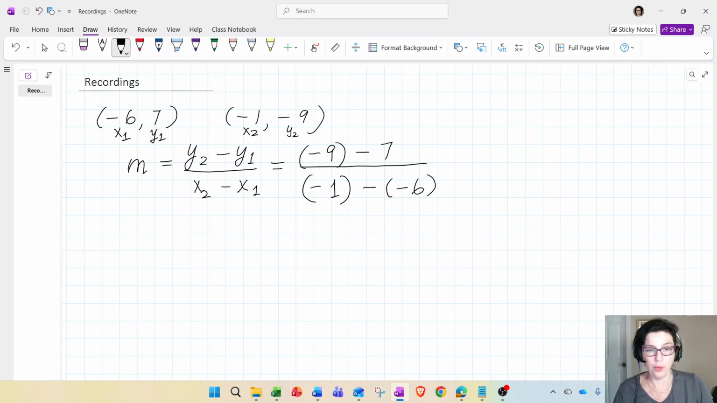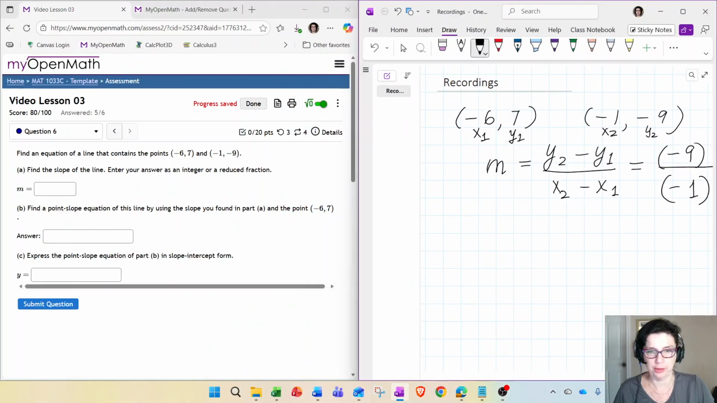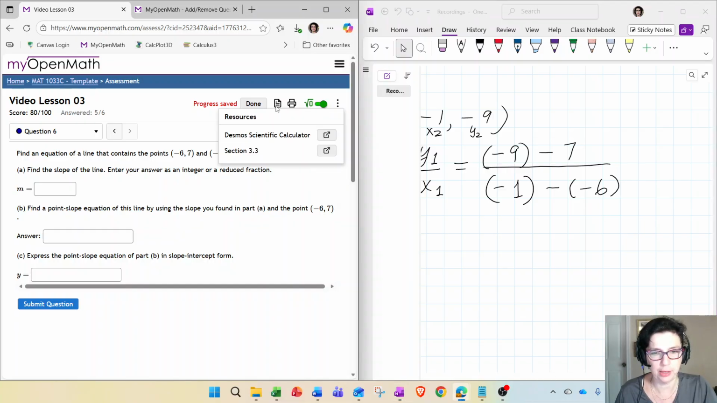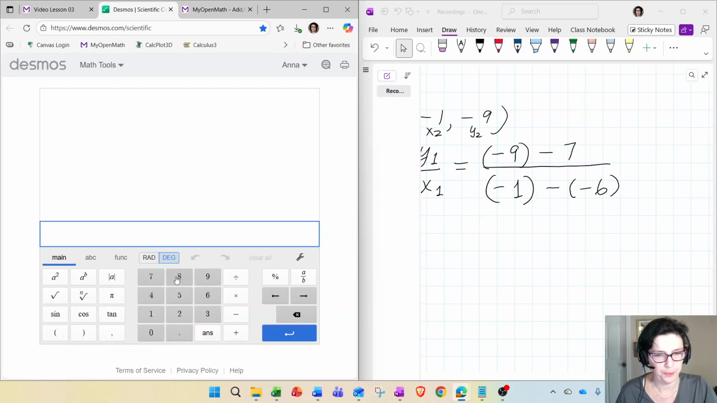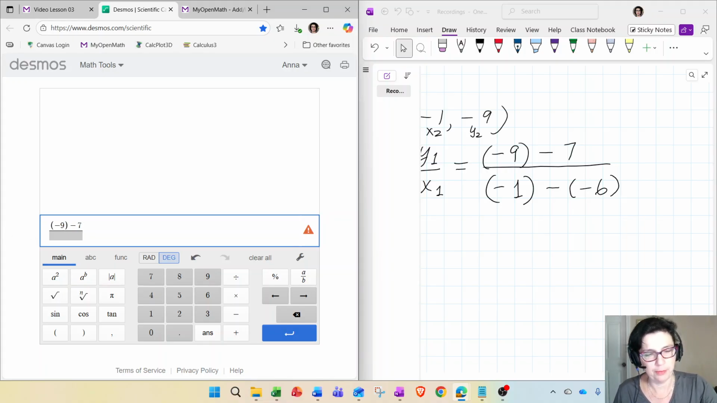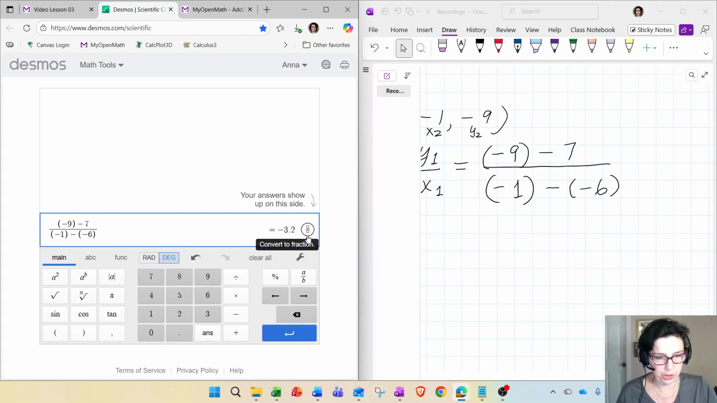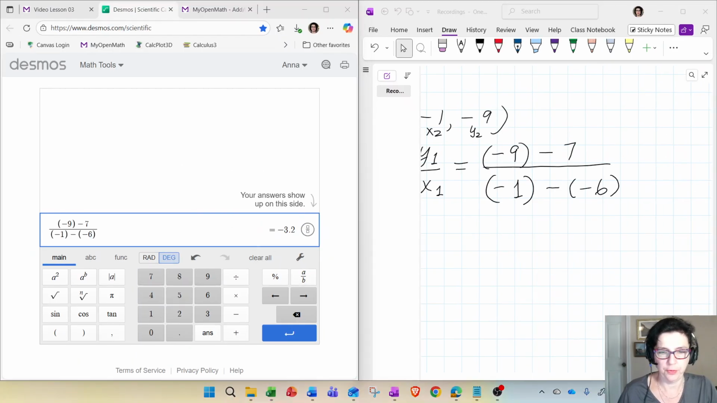All right, so now we can just put this in the Desmos calculator. Whatever we set up, we're going to put in the Desmos calculator. I don't think it's going to let me open it yet. It's going to just ask me to put it in a separate tab, but that's okay. So first we want to make a fraction. On the top, we're going to type -9 minus 7. Now you could put -9 in parentheses, but it's not really necessary in this case, but it's not going to hurt anything. So here, -1, subtract -6. Okay, and then we're going to press this little button to convert it to a fraction.